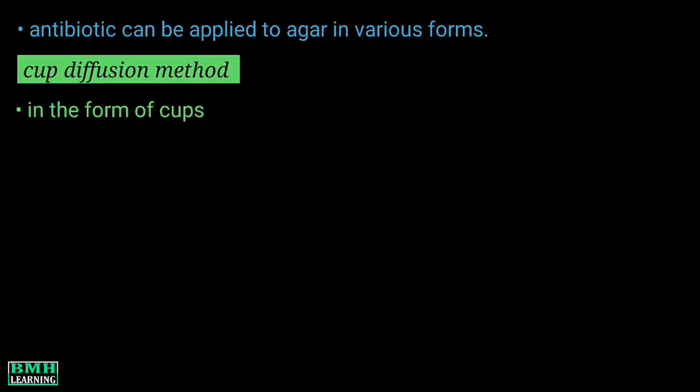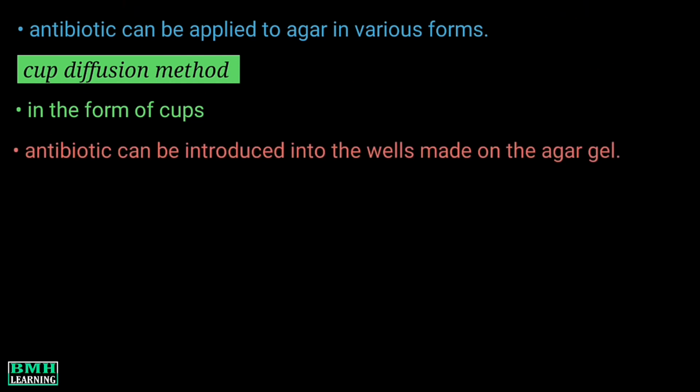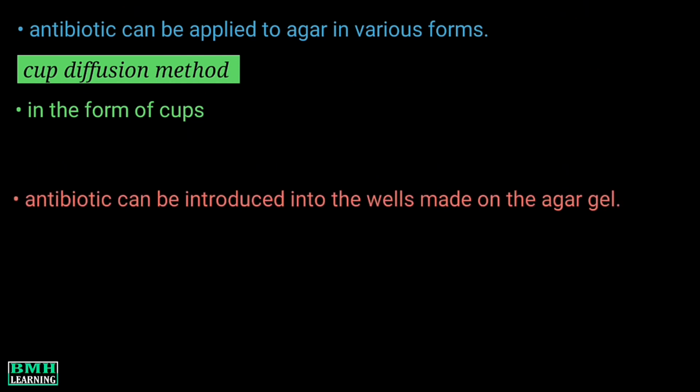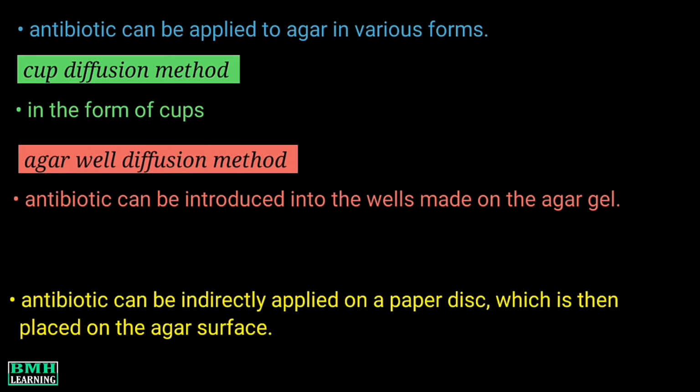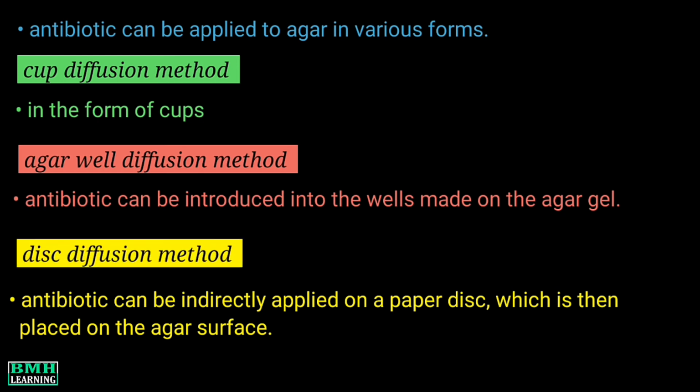Now, the antibiotic can be applied to agar in various forms, like in the form of cups, which is named cup diffusion. Or the antibiotic can be introduced into wells made on the agar gel. Then it's called the agar well diffusion method. And also the antibiotic can be indirectly applied on a paper disc, which is then placed on the agar surface. And this time it's called the disc diffusion method.